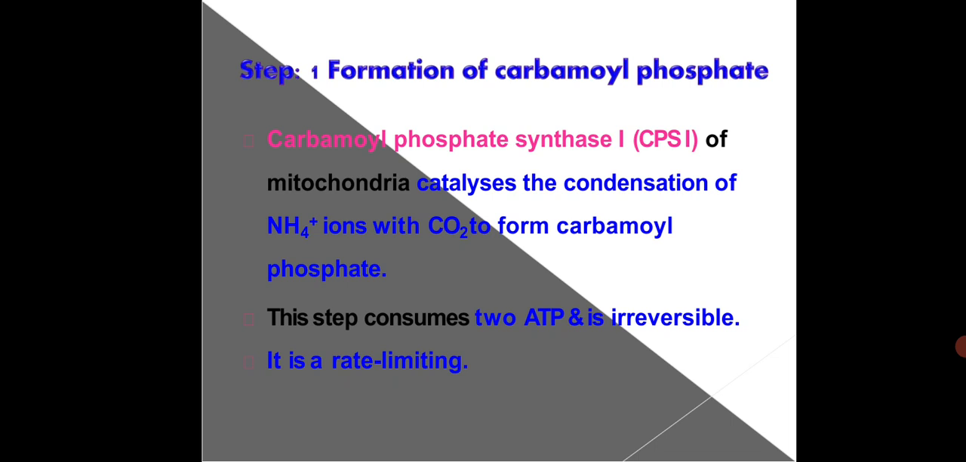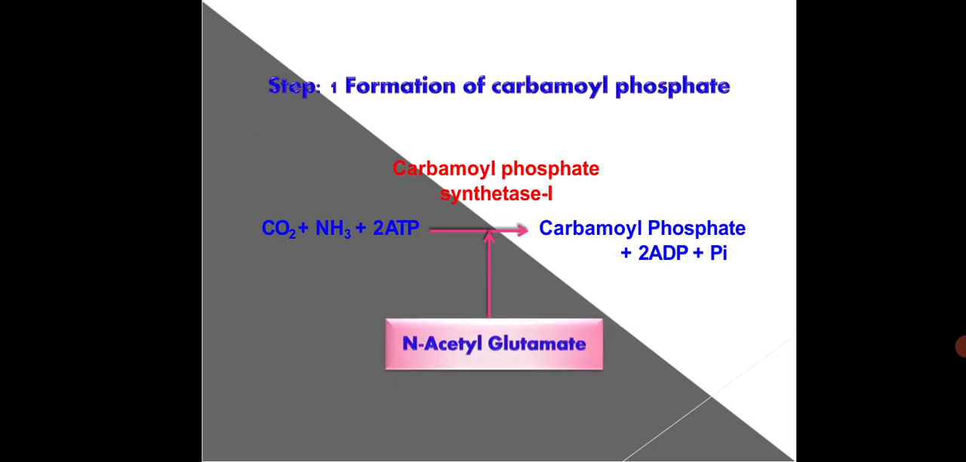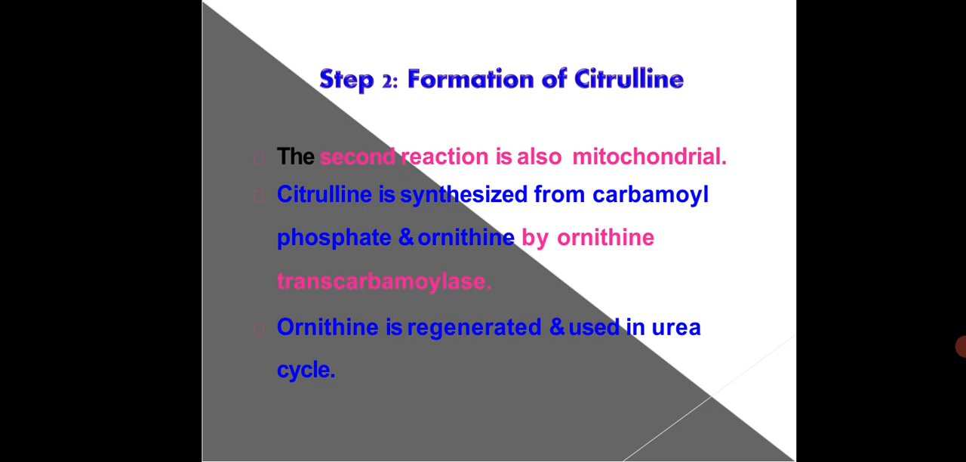So, in detail we can discuss. The first step is formation of carbamoyl phosphate. Carbamoyl phosphate synthetase, an enzyme of the mitochondria, catalyzes the condensation of ammonium ion and CO2 to form carbamoyl phosphate, and this step consumes 2 ATP. In this step, ammonia is condensed with CO2 with 2 ATP in the presence of carbamoyl phosphate synthetase to form carbamoyl phosphate.